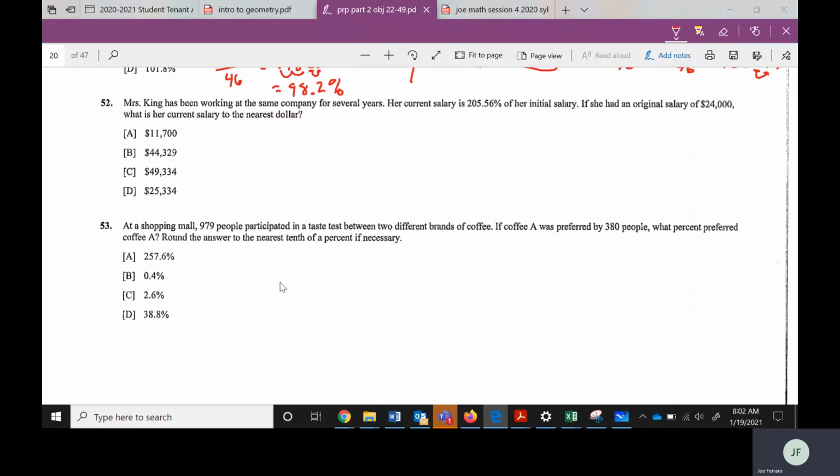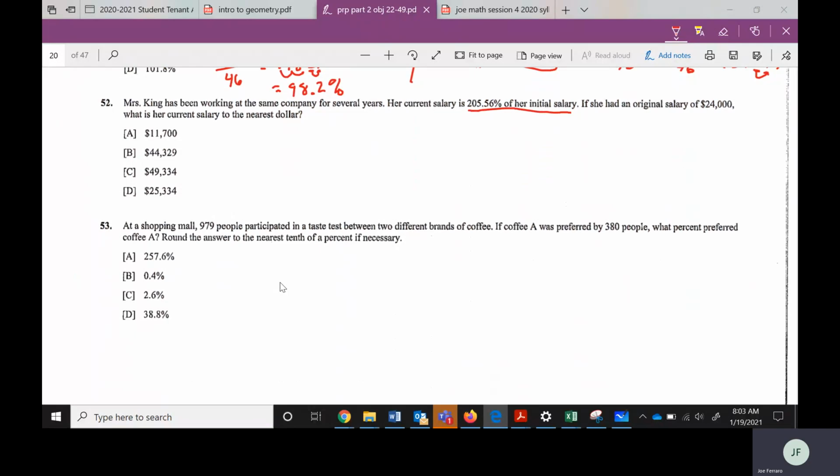she's been working at a company for several years. Her current salary is 205.56% of her initial salary. She had an original salary of $24,000. What is her current salary? So again, we're going to look right here. So this is for sure the percent, and this is one reason why I'm doing this problem, it's a very big percent. So we haven't done a problem like that yet.